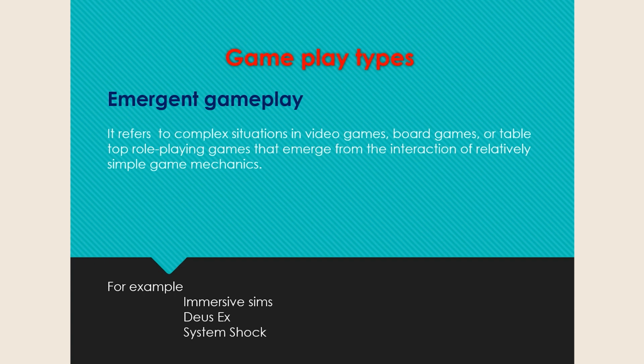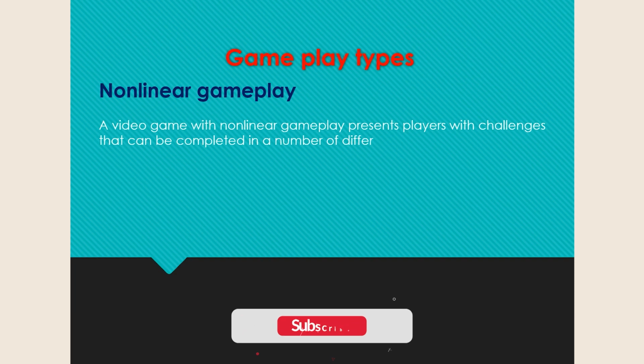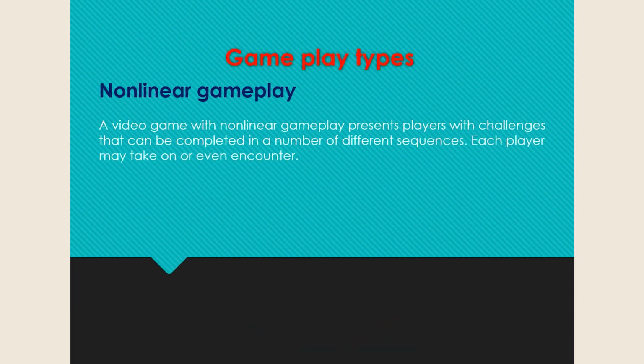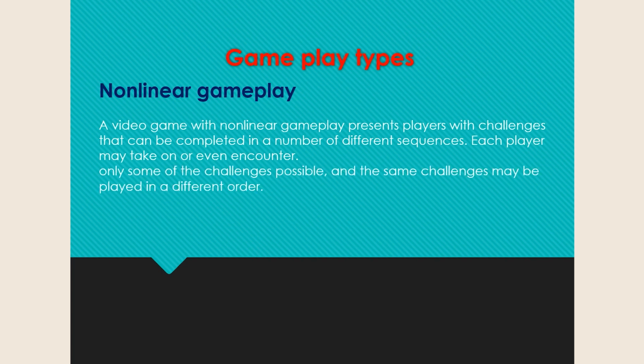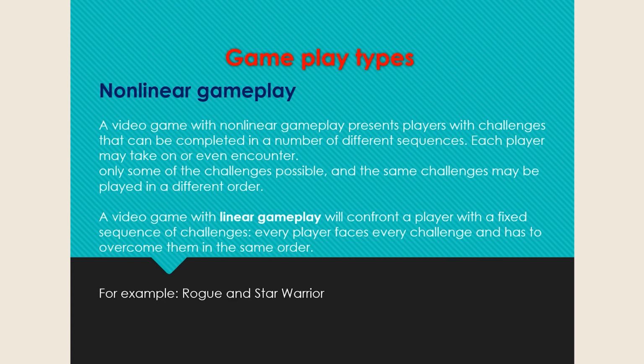Nonlinear gameplay. A video game with nonlinear gameplay presents players with challenges that can be completed in a number of different sequences. Each player may take on or even encounter only some of the challenges possible, and the same challenges may be played in a different order. A video game with linear gameplay will confront a player with a fixed sequence of challenges. Every player faces every challenge and has to overcome them in the same order. For example, Rogue and Star Warrior.